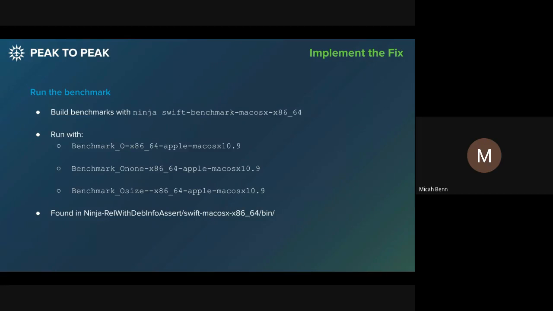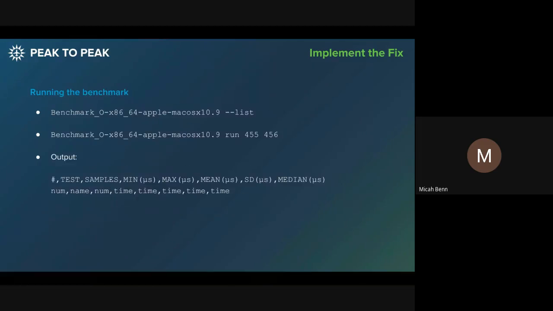Before you can run your benchmark, make sure you build it, then run it with either of these benchmark drivers. The first one optimizes for speed, this one for nothing, and then this one for size. To run it, you can just tell the benchmark driver to give you a list of benchmarks, and then run those specific benchmarks that you want to run. The output is similar to this, where the unit of time is in microseconds.